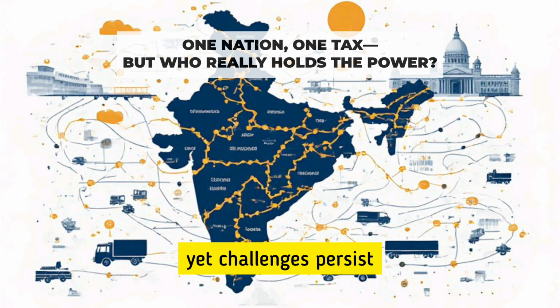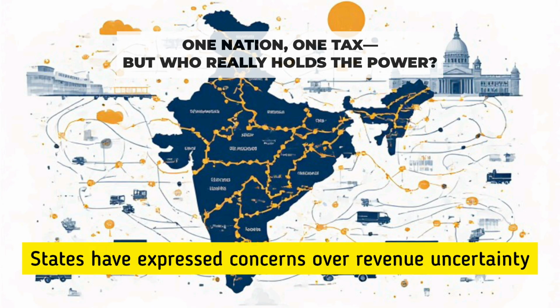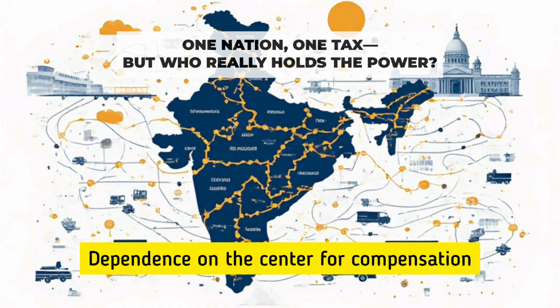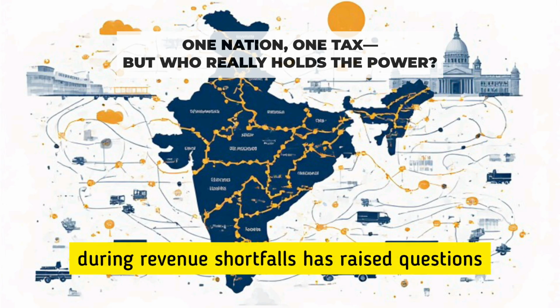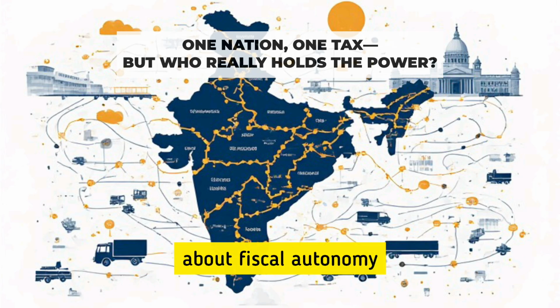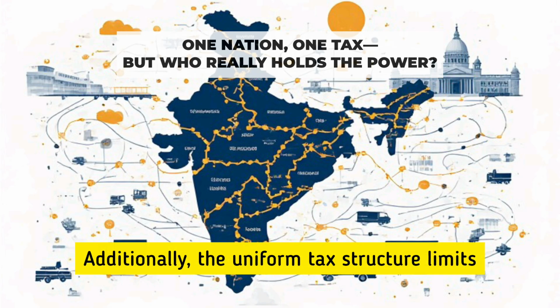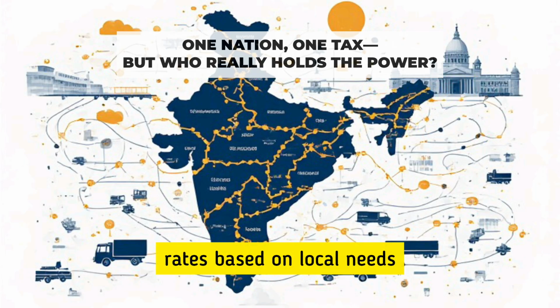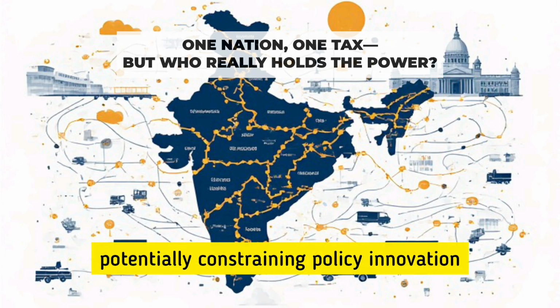Yet challenges persist. States have expressed concerns over revenue uncertainty, especially after the ending of the GST compensation period. Dependence on the center for compensation during revenue shortfalls has raised questions about fiscal autonomy. Additionally, the uniform tax structure limits states' ability to independently adjust tax rates based on local needs, potentially constraining policy innovation.